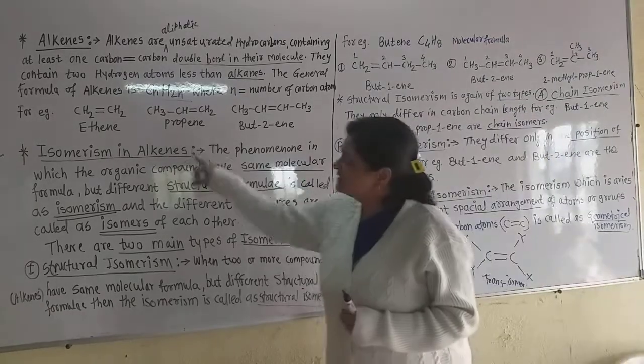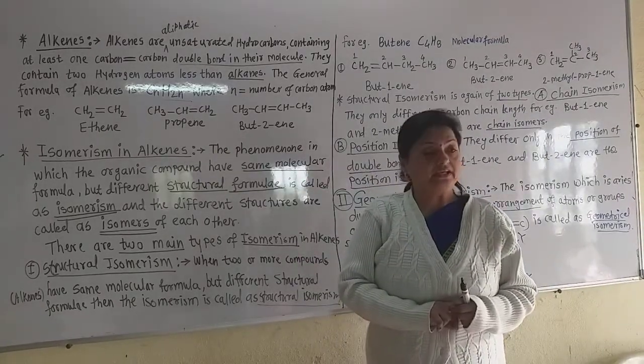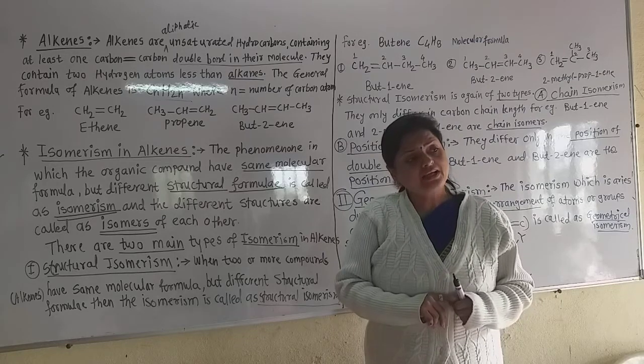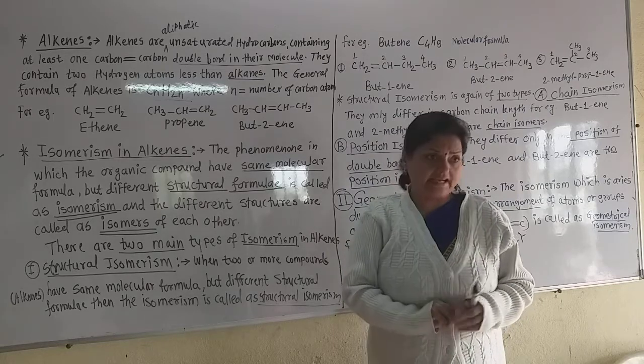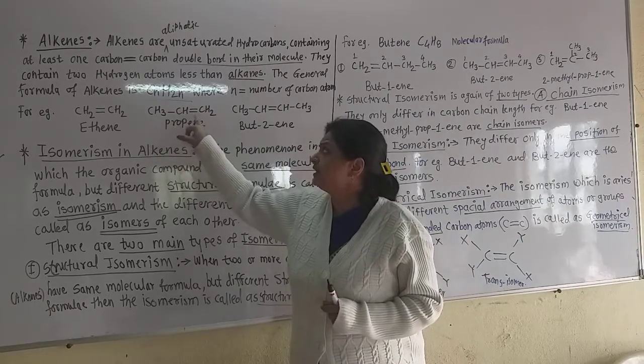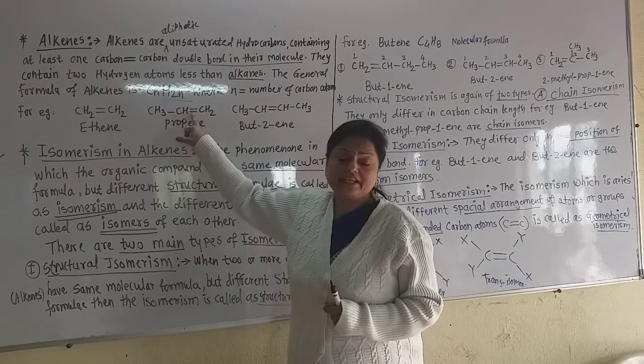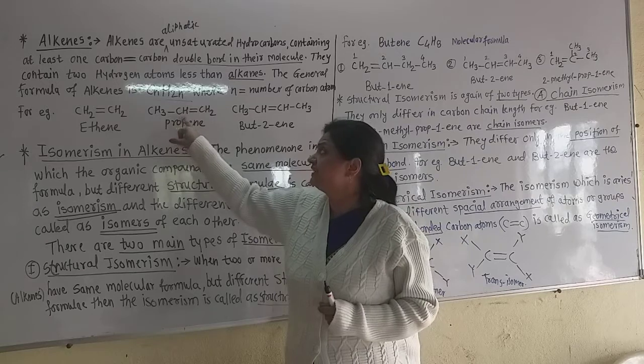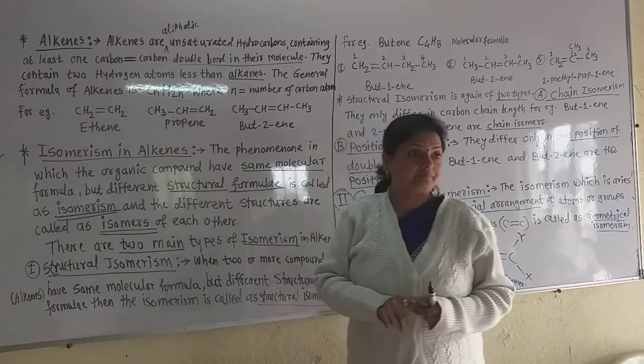Now see the second alkene, that is propene. As the name suggests, it has 3 carbon atoms. Now I draw the 3 carbon atoms and I give the double bond here between the second and third carbon atom.